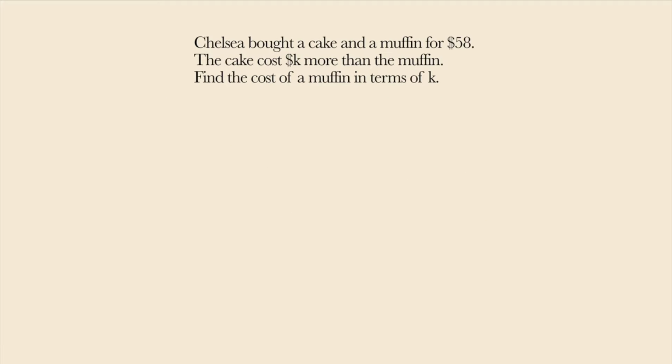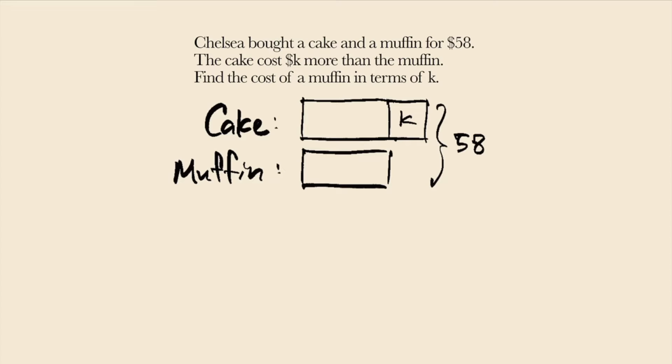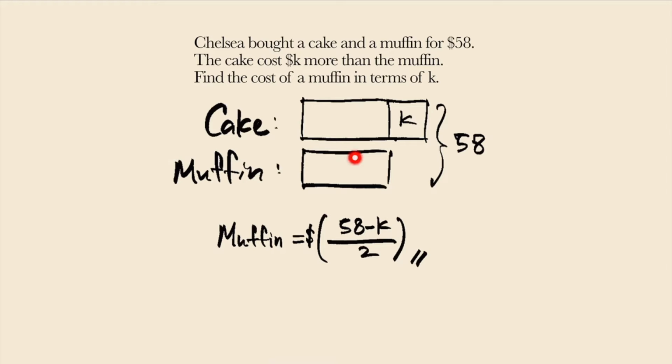Chelsea bought a cake and a muffin for $58. The cake costs K dollars more than the muffin. Well, we can use a model to illustrate this. The cake costs K dollars more than the muffin, and the total is $58. Find the cost of a muffin. So that's the shorter bar here. So what we do is take 58 minus K dollars, and we'll take the result of that, which represents 2 units, and halve it in order to get just 1 unit.